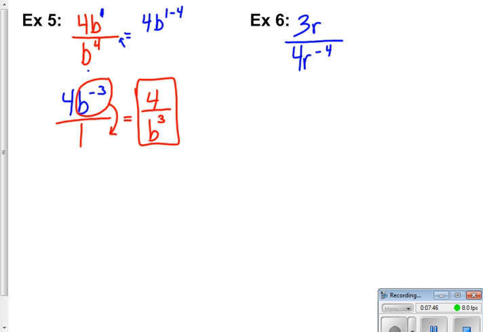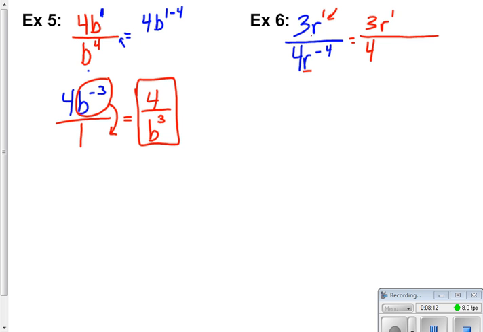Last example, example 6 here. Again, go ahead and take care of our problem. I'm going to go ahead and write out 3/4. We have r up here on top. Remember, r does have an exponent. R has the exponent of 1, so I'm going to go ahead and throw the 1 there. 4 stays down on the bottom.